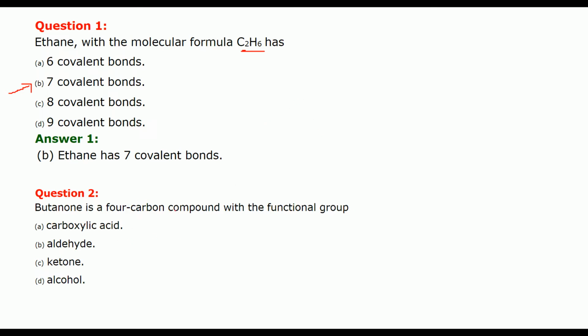Butanone is a 4 carbon compound with functional group ketone. Ketone is the answer. So the functional group of butanone is ketone.